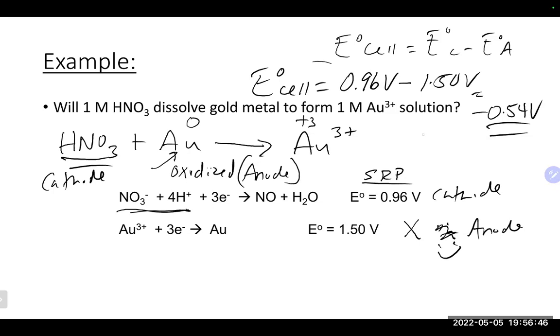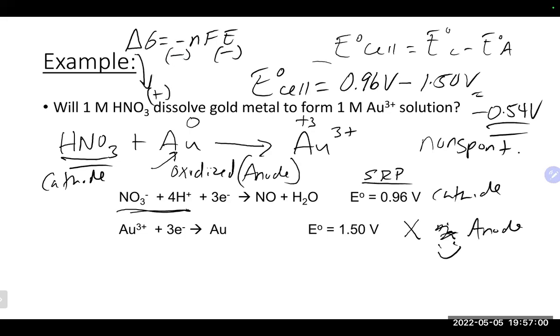Technically speaking, do I need to go any further to answer this question? This will actually be a non-spontaneous process, because if we put that into our delta G equals minus nFE, with this being negative and this being negative, that's going to give us a positive value for delta G, which is not good. So again, really important to make sure you read it.